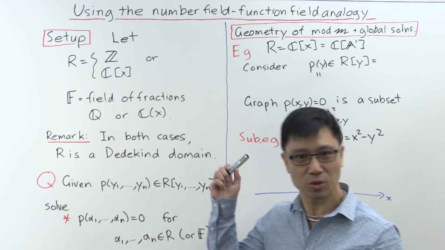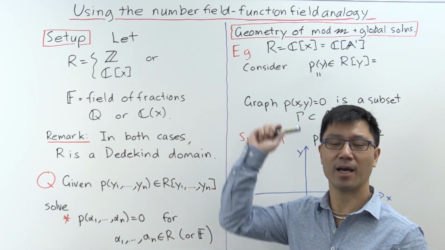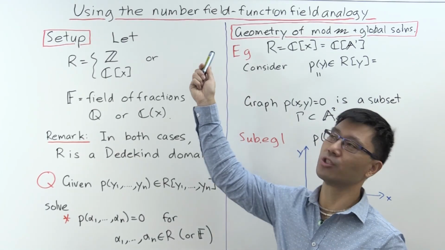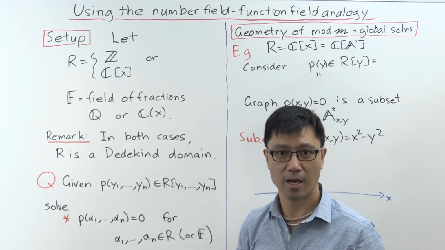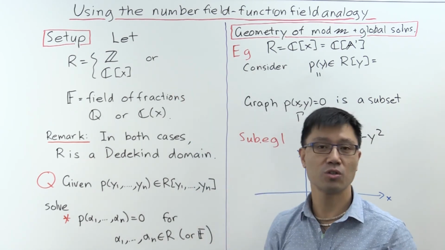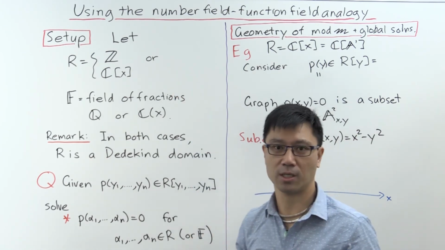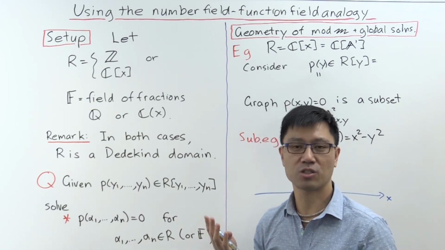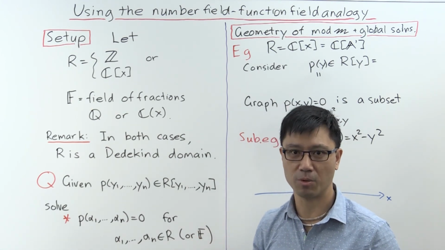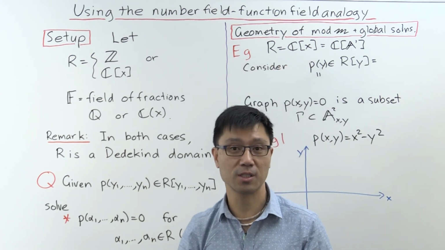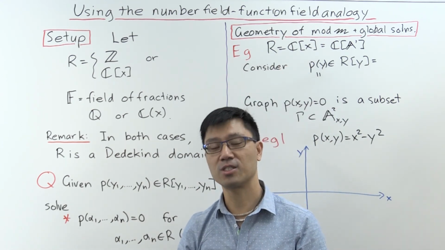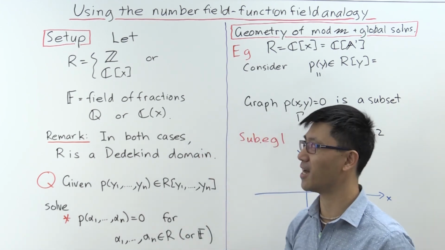So what I want to do today is continue talking about p-adic numbers, but introduce the very important number field, function field analogy, and in particular show how to use it to give a geometric interpretation of our solution for Diophantine problems. So this number field, function field analogy is very, very important in arithmetic geometry. And so that's the reason why I want to introduce it today.